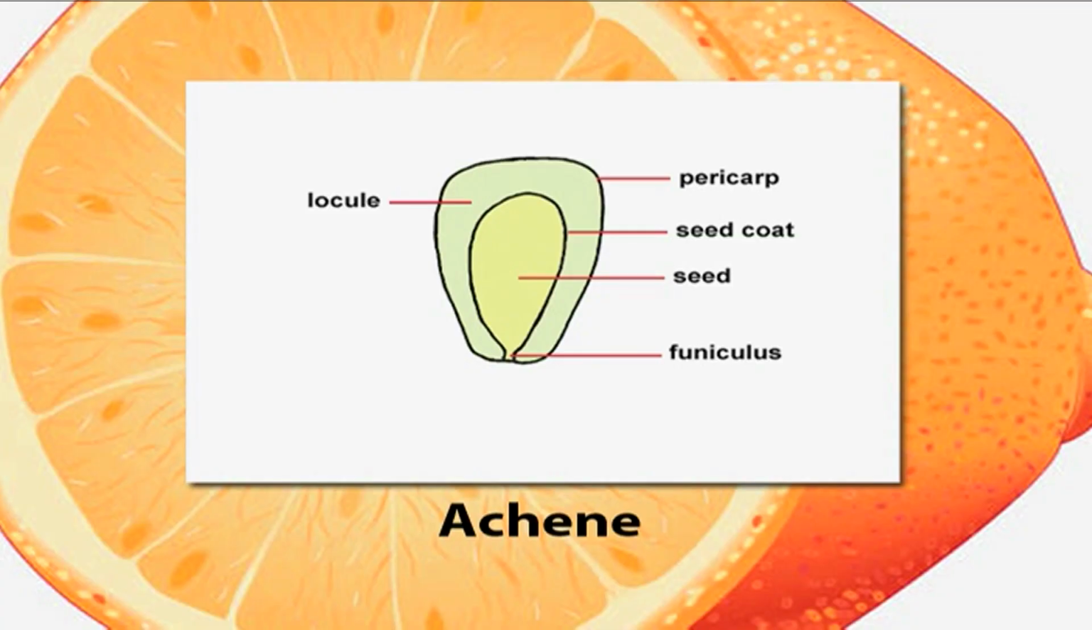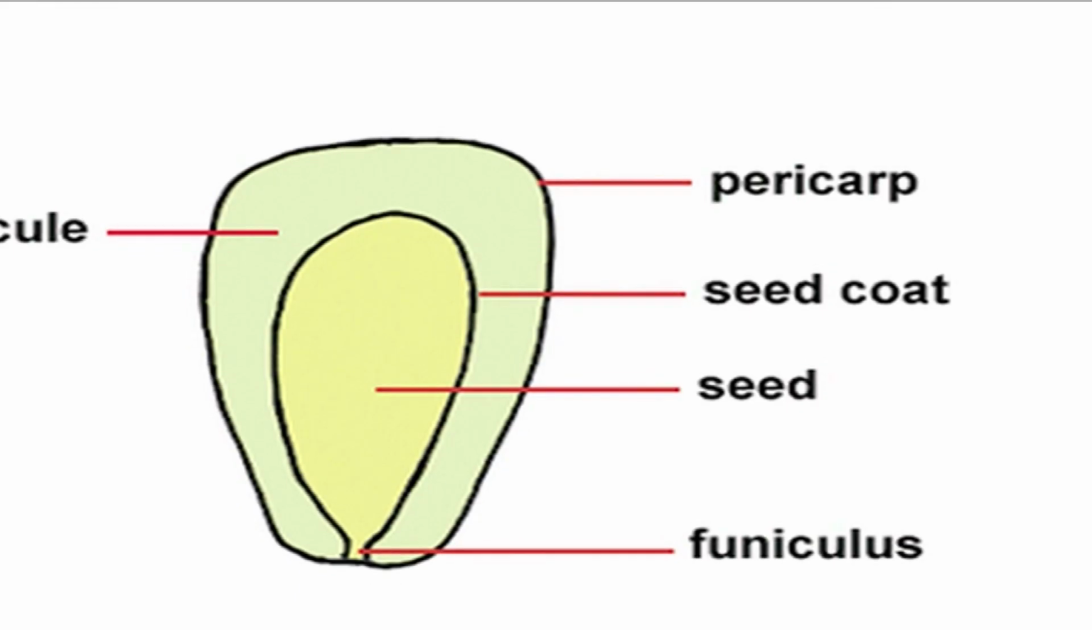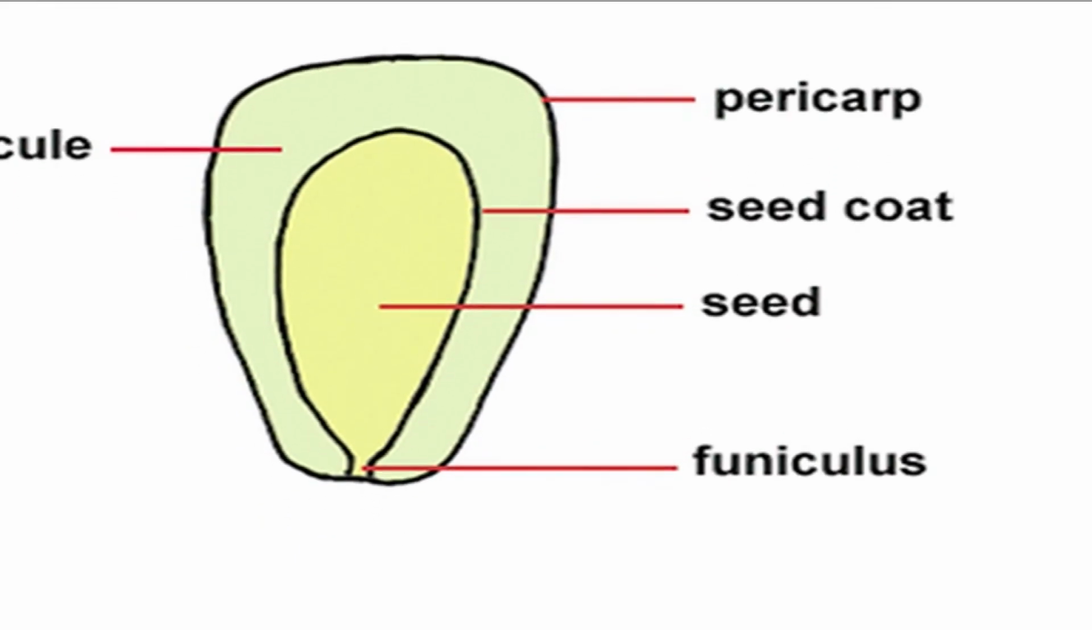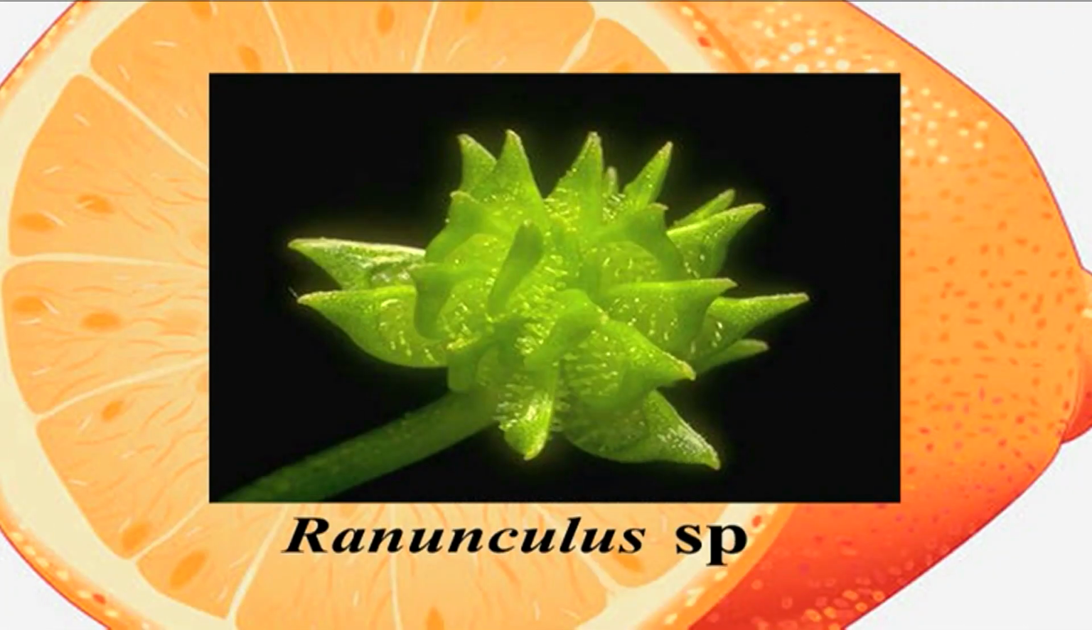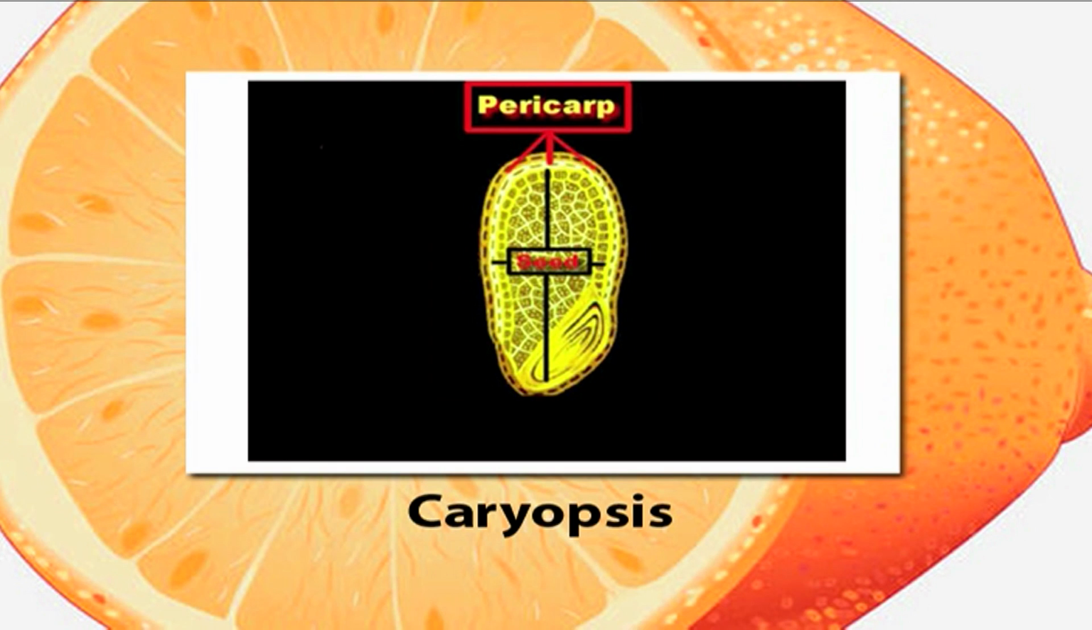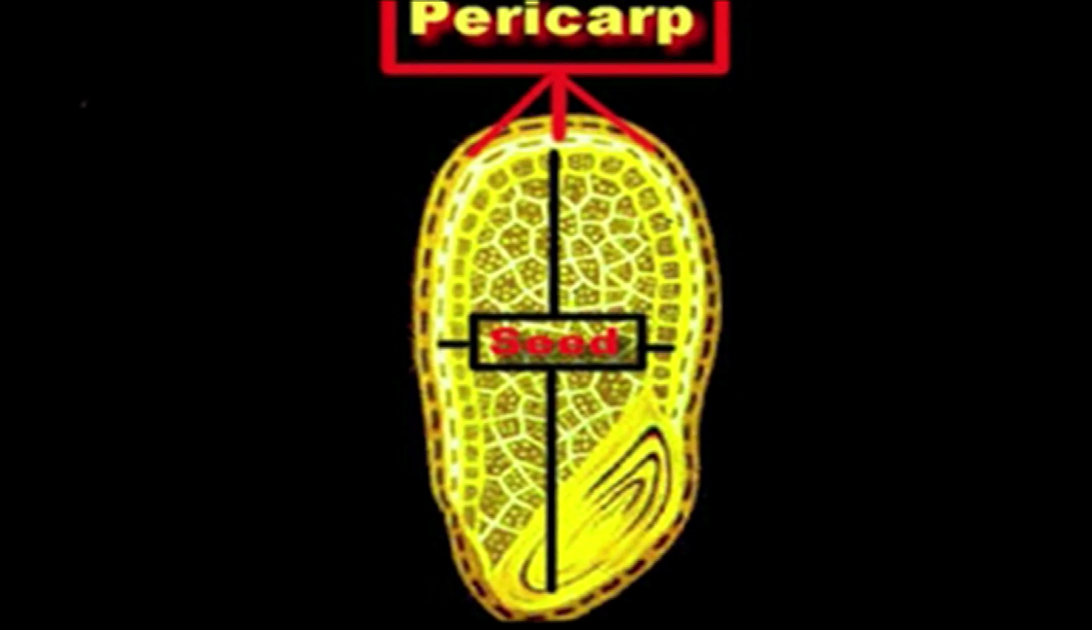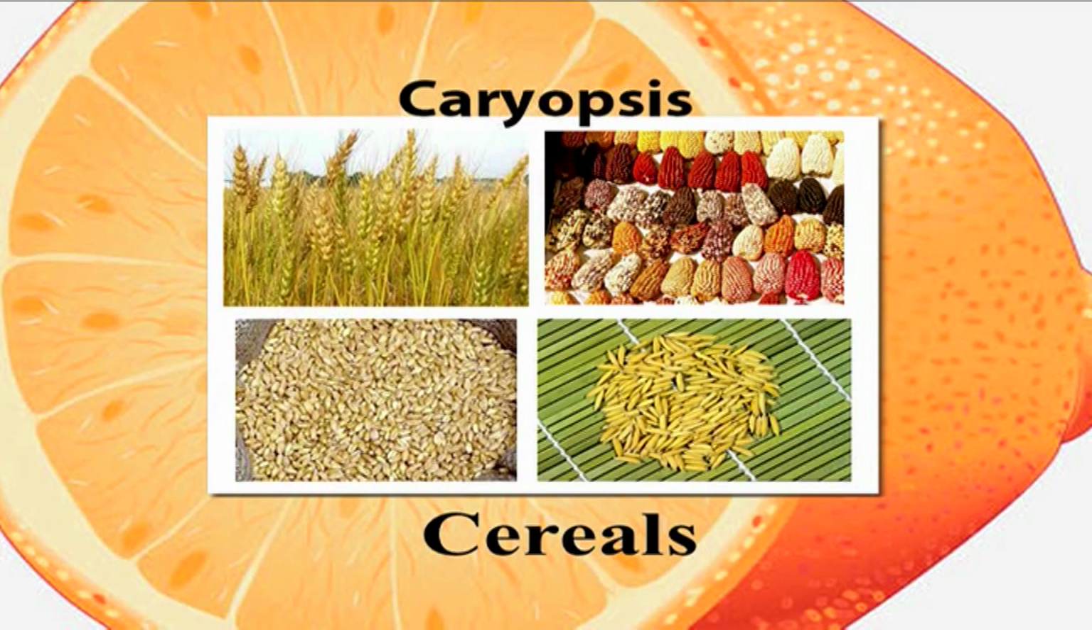It's a single-seeded dry fruit developing from a single carpel with superior ovary. Fruit wall is free from the seed coat and attached to it at one point only, the hilum. Example, unit fruits of Ranunculus species. Caryopsis. It's also known as grain and is one-seeded dry fruit developing from a monocarpellary ovary. The seed coat is adnate to pericarp wall, example cereals.